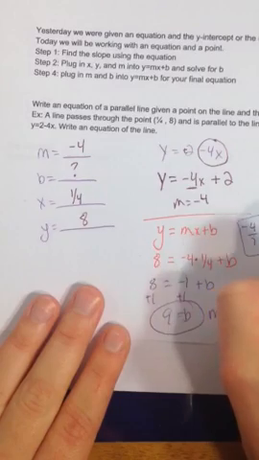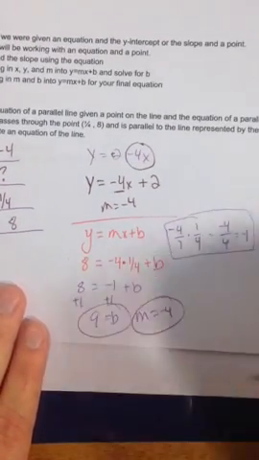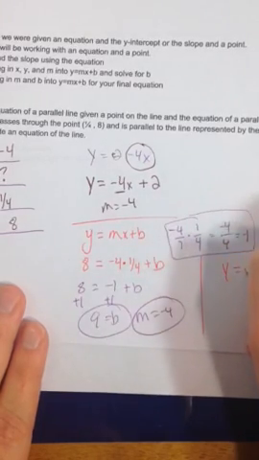Okay, and from before I know that m equals negative 4. So now, one more time, I can do y equals mx plus b.